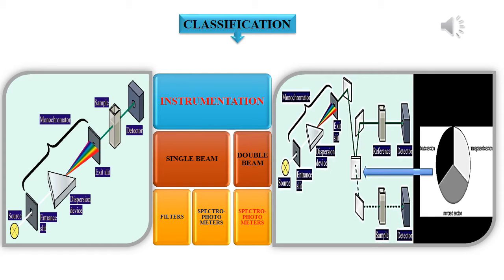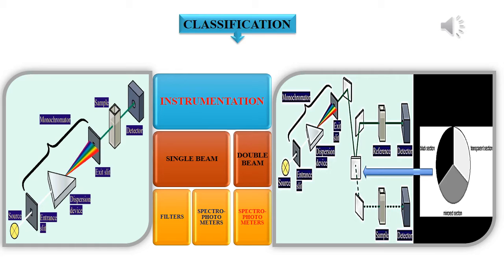Here single beam represents only a single intensity of radiation. Only a single path of radiation is passed to the sample. That means we can analyze only one sample at a time, either sample or reference. A single sample compartment will be there to hold a single sample, and the instrument will be passing only a single intensity of radiation. That represents single beam. Beam represents radiation.